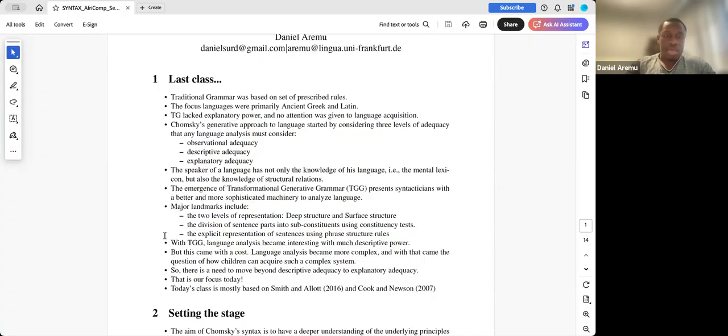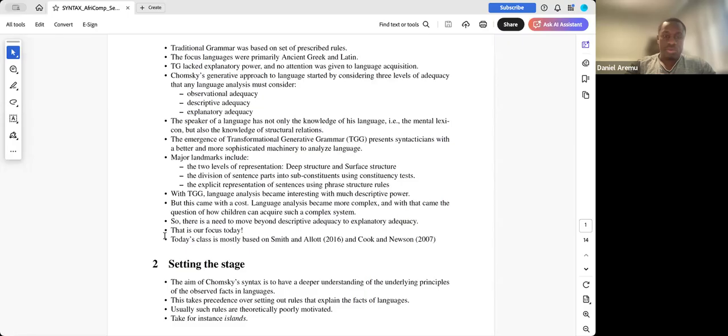Another thing we discussed last class was that the TGG has some major landmarks. The first is the two-level representation, which I just discussed earlier, the deep structure and the surface structure. There is also the division of sentences into different subconstituents, and we used constituency tests, if you recall, like ellipsis, replacement, and the like. Another landmark of the TGG that we started looking at last week is the explicit representation of sentences using phrase structure rules, right? These were rules used to map sentence structure.